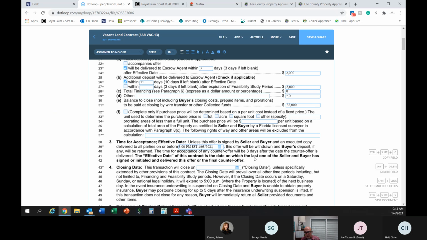The time of acceptance of any counteroffer will be 3 days after the date the counteroffer is delivered. The effective date of this contract is the date of which the last one of the seller and buyer has signed or initialed and delivered this offer or the final counteroffer. Okay, let's stop right there. Does anybody have any questions about time for acceptance and effective date? This is very important.